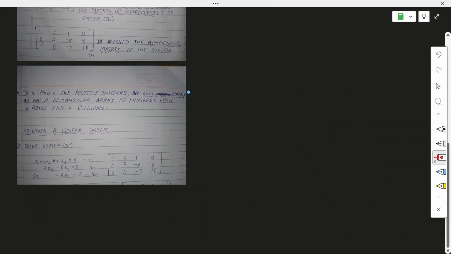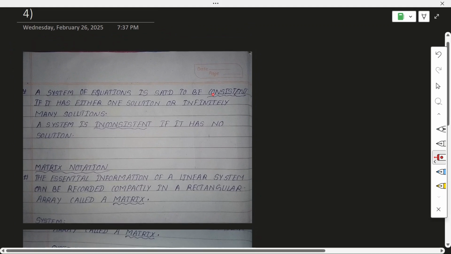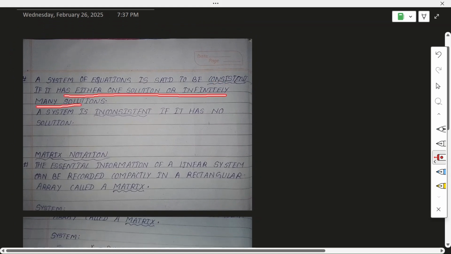Now the next is: can we convert a linear system into a matrix? Can we write them as a matrix? Yes. First we will discuss what consistent means, when a system of equations is said to be consistent. A system of equations is said to be consistent if it has either one solution or infinitely many solutions.